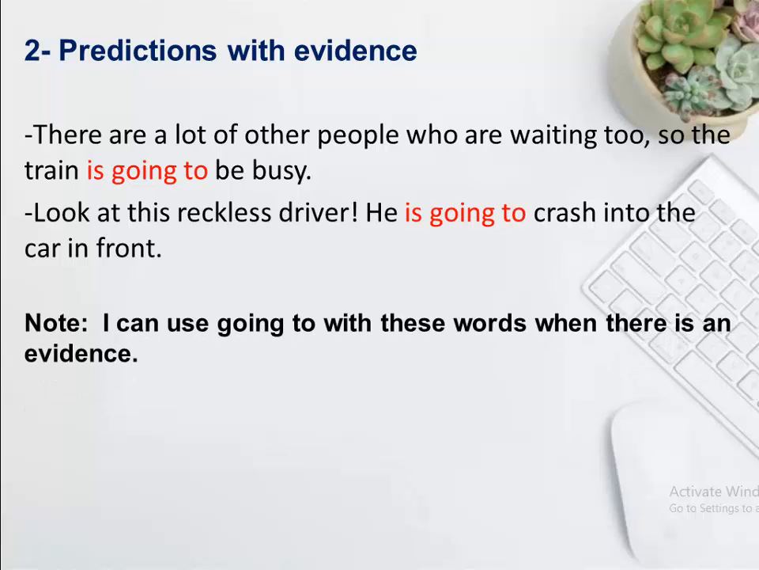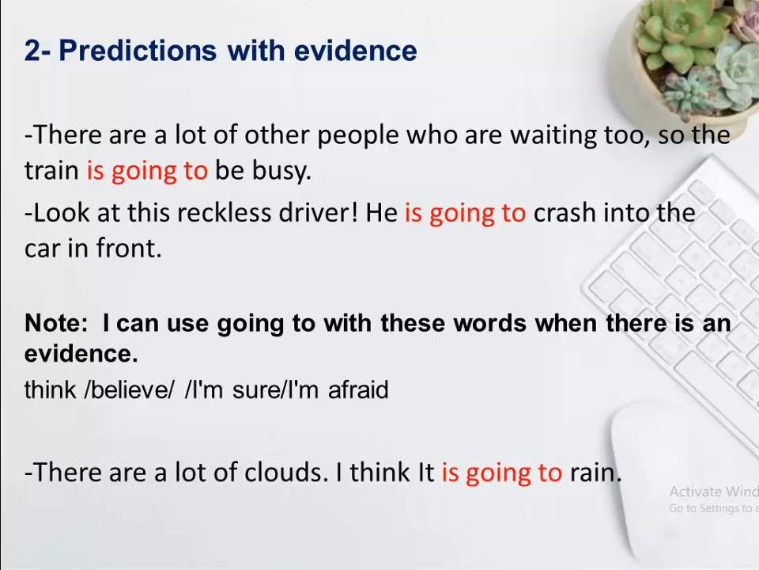Note: I can use going to with think, believe, I'm sure, I'm afraid, but I should have evidence. There are a lot of clouds. I think it's going to rain. I use going to predict because I have evidence: there are a lot of clouds.